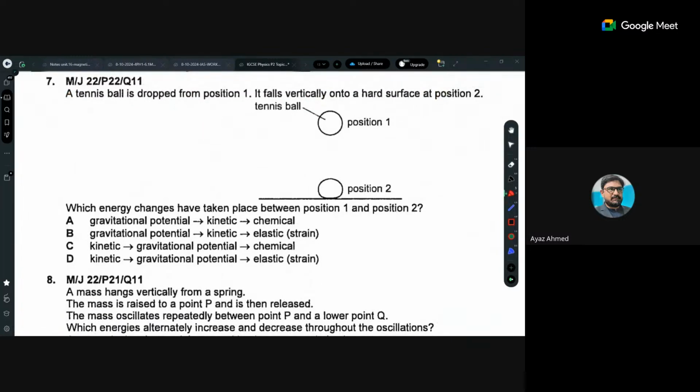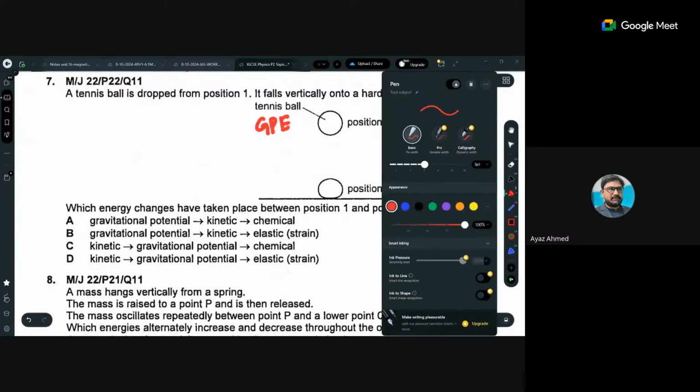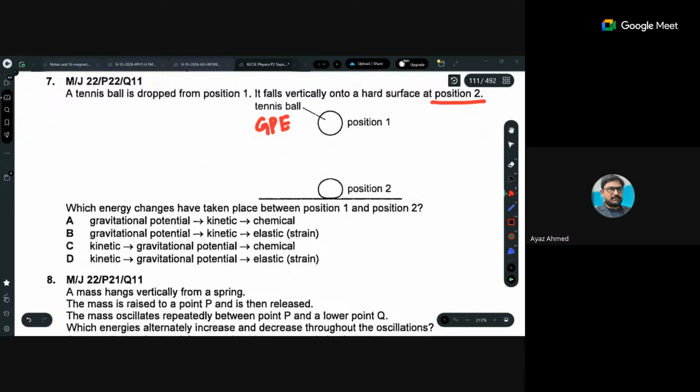Then question number 7: a tennis ball is dropped from position 1. It falls vertically onto a hard surface. Check this one out, hard surface. Its shape is also changed, right? To position number 2. Which energy changes have taken place between position 1 and position 2? Here it has all GPE. When that GPE is changed, its kinetic energy increases. Then the kinetic energy is converted to elastic potential energy because the ball has been reshaped. That's why option B is correct. Uh-huh. Got it, sir.